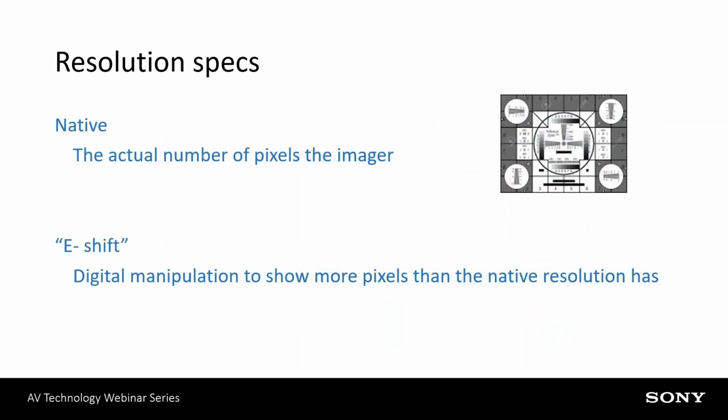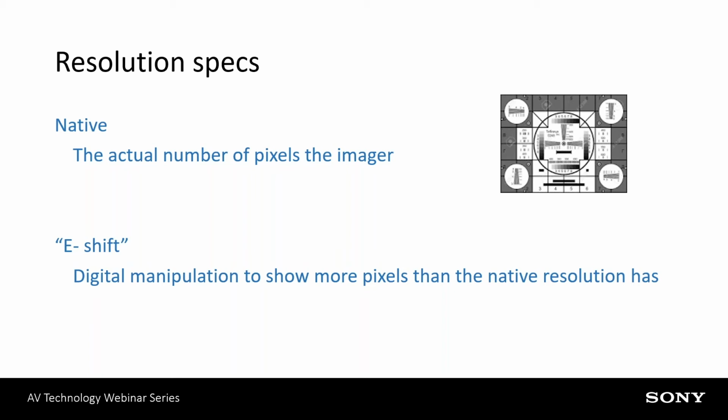Couple things about resolution specs. There's what's known as native. Native is how many little individual pixels the imager in the projector has. If it's a DLP device, then how many micro mirrors does it have? If it's an LCD type device, how many little pixel crystal windows does it have?